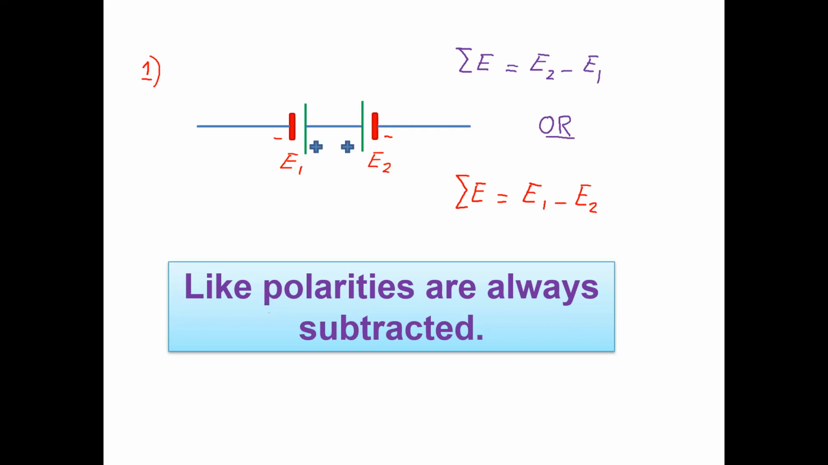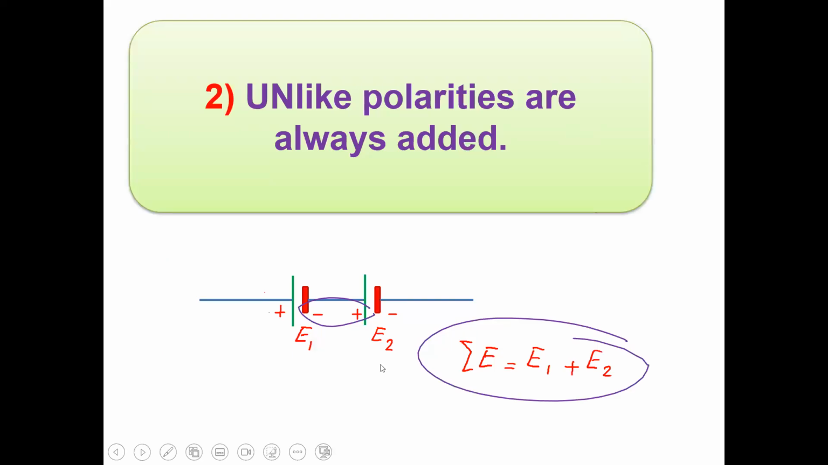This is the first consequence, which says if you connect the cells in the wrong polarity, they will cancel out each other.